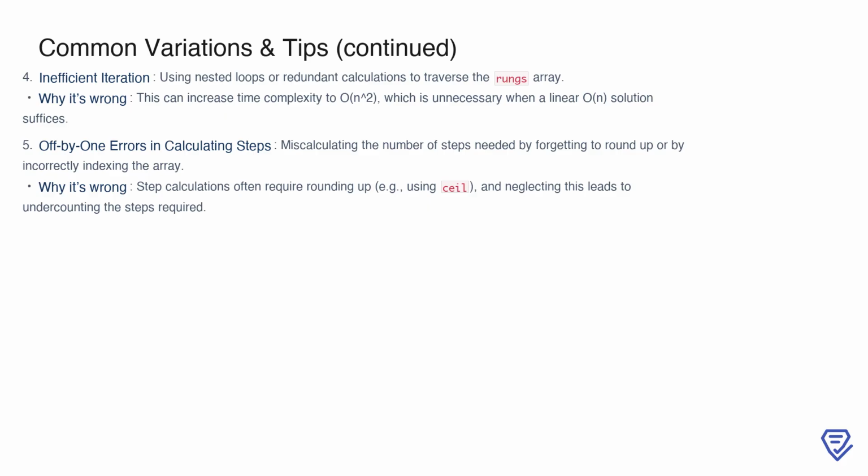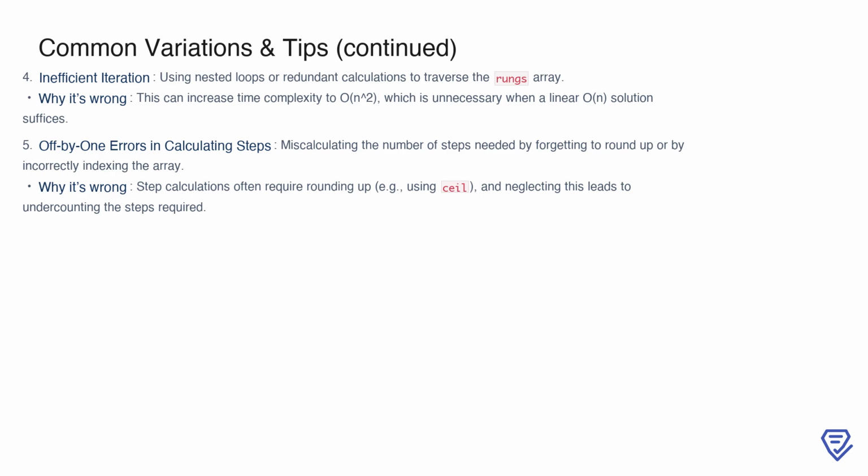Another issue to be mindful of is inefficient iteration. Using nested loops or performing redundant calculations to traverse the array of rungs can unnecessarily increase the time complexity to O(n²). This is avoidable because a single pass through the array, or an O(n) solution, is sufficient.